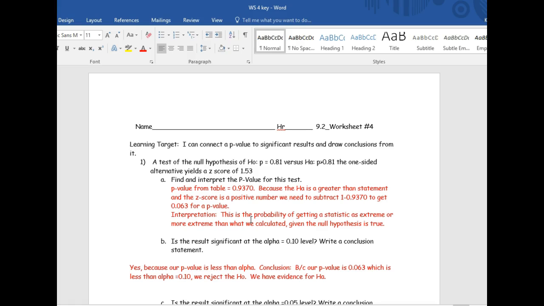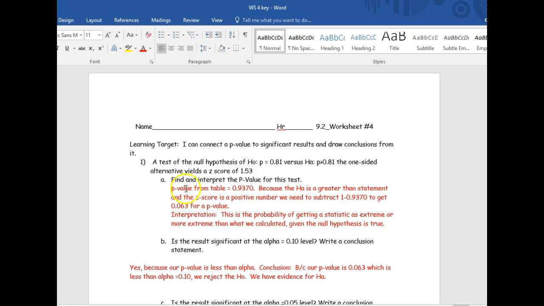Number 1 says a test of the null hypothesis H naught, where p is equal to 0.81, versus HA, where p is greater than 0.81, the one-sided alternative, yields a z-score of 1.53. So I did all the work for you. You don't have to find a statistic. You don't have to find a standard deviation. You don't have to do any of that. You just have to go to your chart, find the p-value, and interpret it.